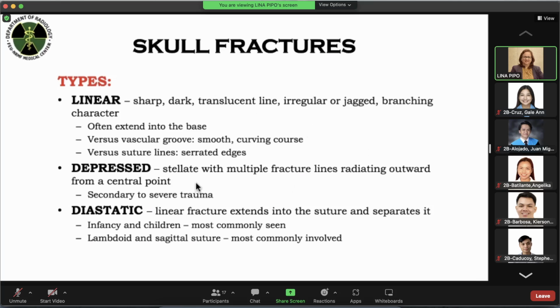Okay, and then depressed fracture, stellate with multiple fracture lines radiating outward from a central point, usually secondary to severe trauma. And then diastatic fracture is a linear fracture which extends into the suture and separates it. Okay, in diastatic, there is widening of the suture. It is common in infants and children, and the most commonly involved sutures are your lambdoid and sagittal sutures.